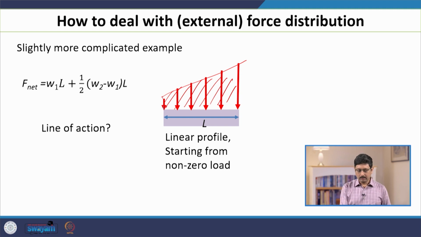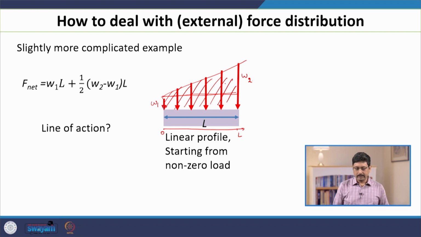In order to calculate that, you can simply divide. It is a combination of the previous two examples. So the area must be the area of this rectangle plus the triangle. Let us say this is my x axis and this is my origin and this is L. At x equal to 0, the load per unit length is W1, and at x equal to L, the load per unit length is W2.